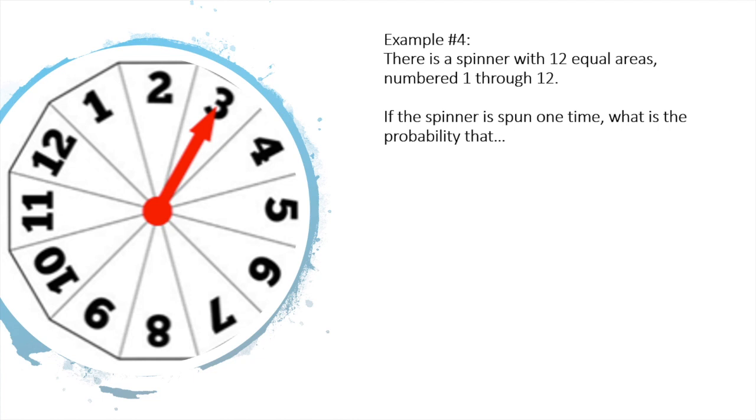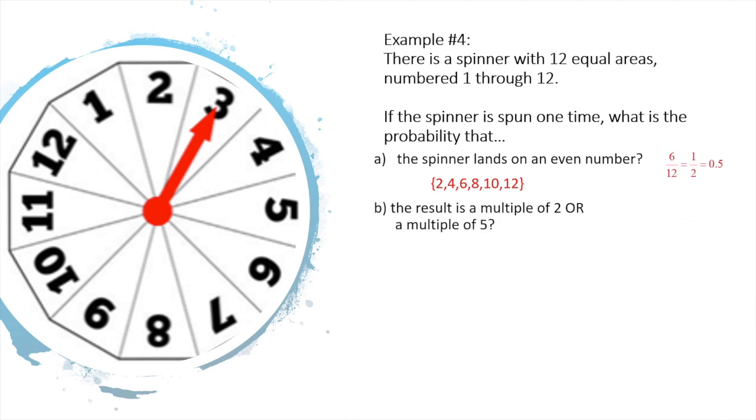Okay, so here we go with the answers for number 4. So if we spun the spinner one time, the probability that we get the spinner to land on an even number, those are 2, 4, 6, 8, 10, 12. So there's 6 of those numbers out of 12 numbers, so that's 1/2.